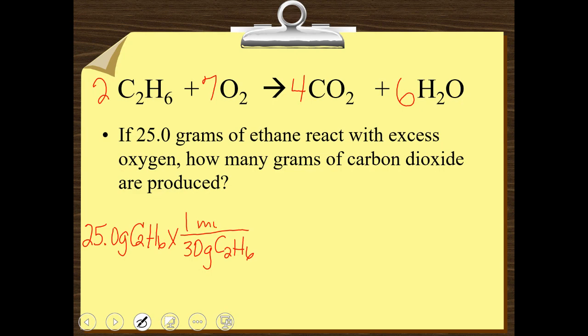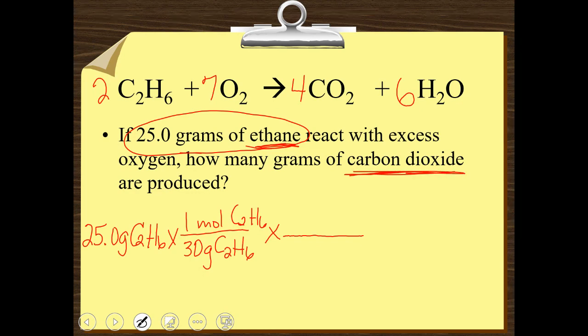All right, see how I'm starting this way? Started with the given amount of ethane. My first job, since it's not in moles, convert it to moles. Now I will switch substances from ethane to carbon dioxide. 2 to 4. 2 moles of ethane produce 4 moles of carbon dioxide.